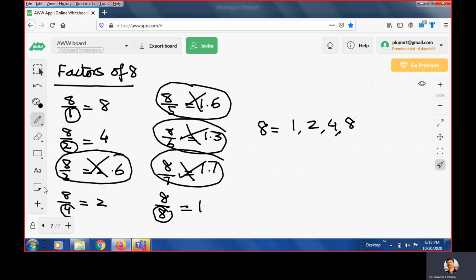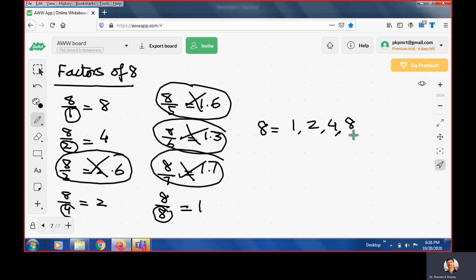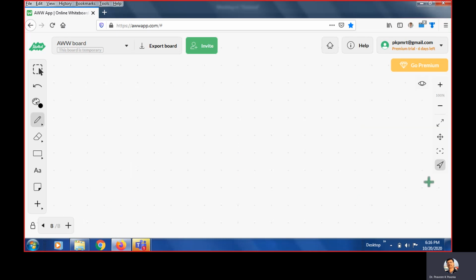If you notice here, one important thing: all the numbers coming in between. What is 3? 3 is half of 6. So any number coming after the half will not be a factor. Like 6, half is 3, so 4 and 5 will not be factors. Similarly, what is half of 8? It is 4. So 5, 6, 7, these 3 numbers will not be factors. Similarly, one more example I will tell you: factors of 12.